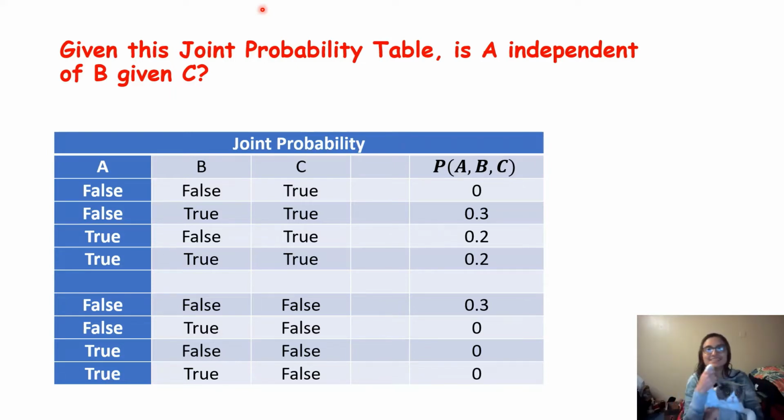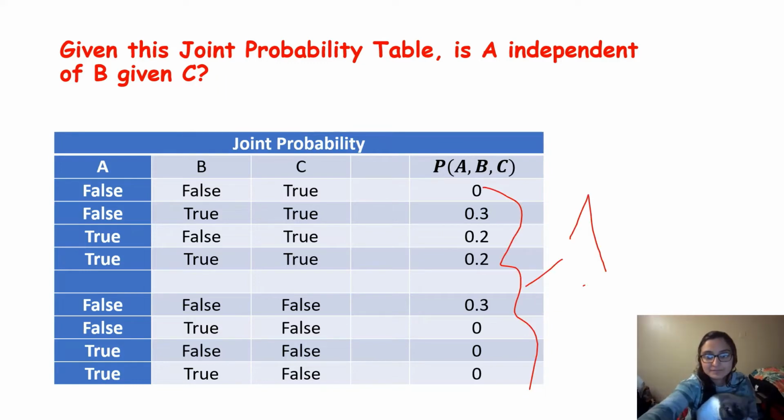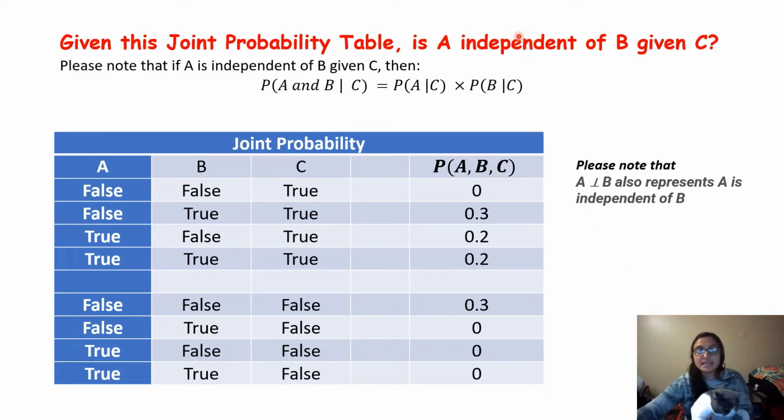But anyways, so we want to know, given this joint probability table, is the random variable A independent of B, given that we know the value of C? That's sort of it. And I have other videos talking about all the things we can do with this joint probability table. Because in the end, we have all the 8 possible outcomes of A, B, and C and the corresponding probabilities that all sum up to 1 here. Is A independent of B given C?